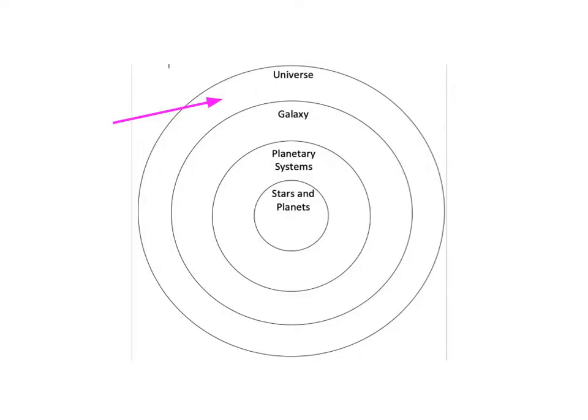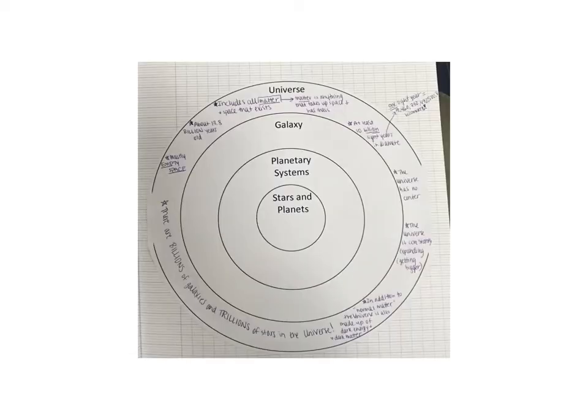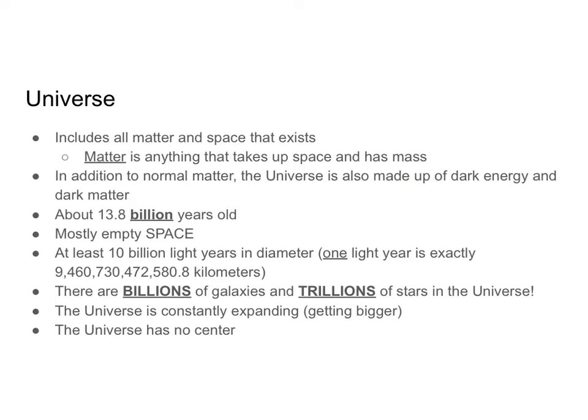Now, for these notes, you have this paper here. In this outer ring, this is where you are going to write your first bit of notes about the universe. When you're done, it's going to look something like this. So when we talk about the universe, we're talking about the biggest part of space. This includes all matter and space that exists.